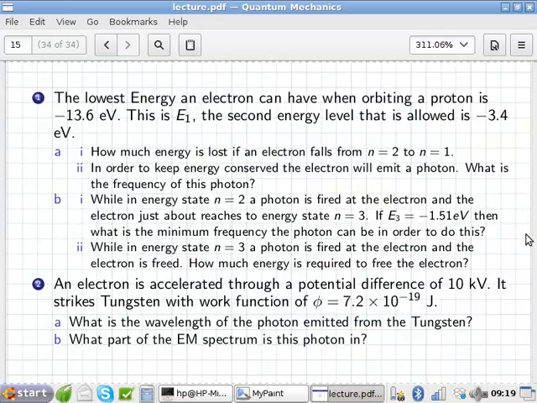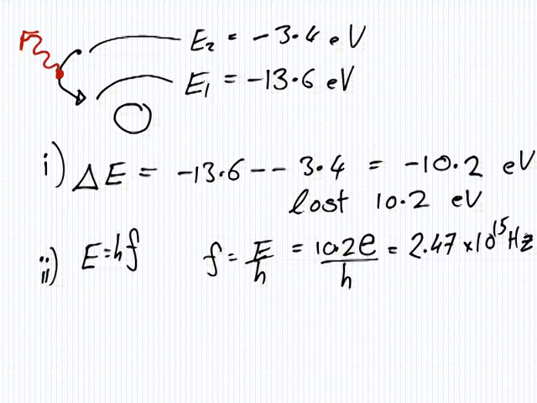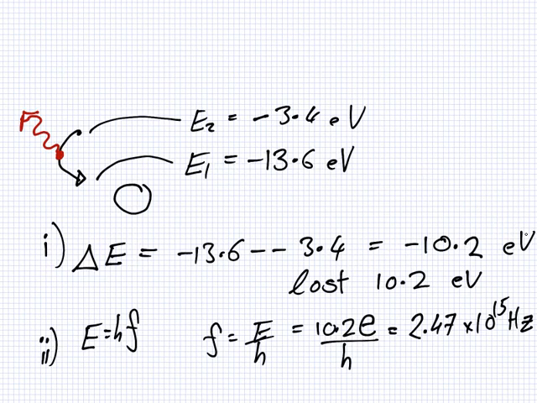Okay. While in energy state 2, a photon is fired at the electron, and the electron just about reaches energy state 3. What is the frequency? Okay, so this one is also pretty easy. In this one, I want the photon to go from 2 to 3. What's the energy for 3? Minus 1.51.